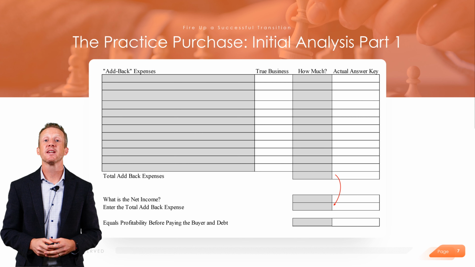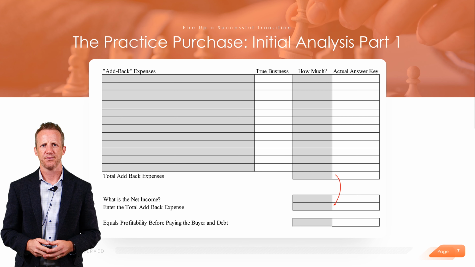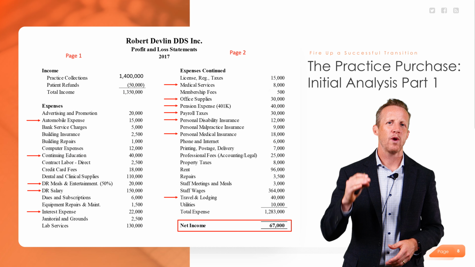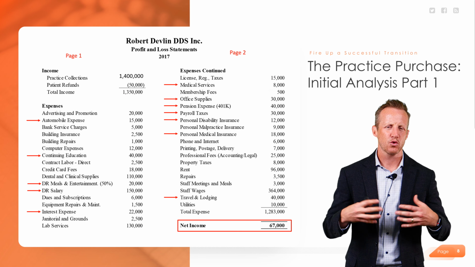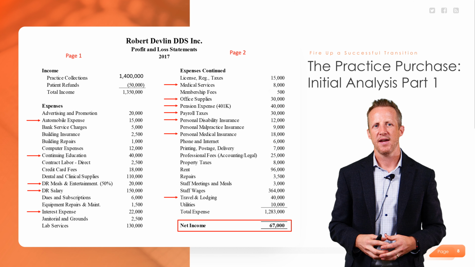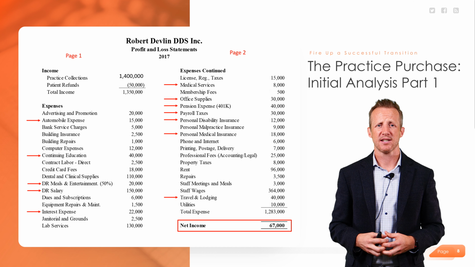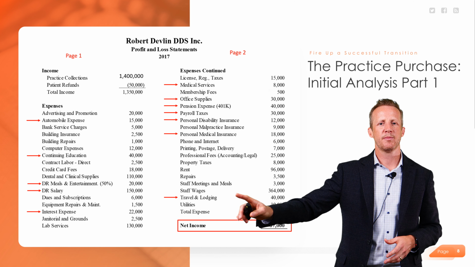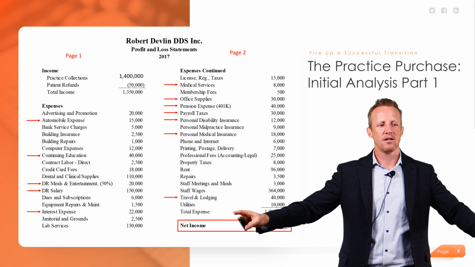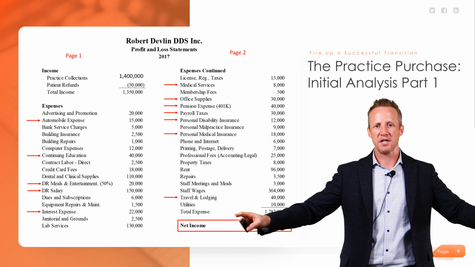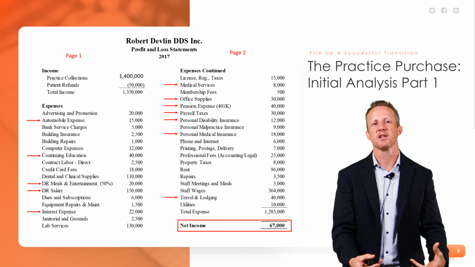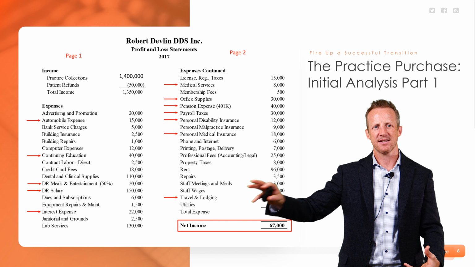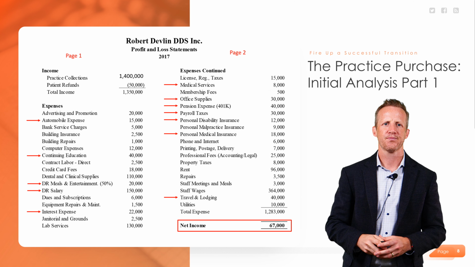Okay, I'm going to now go through this with you. And here we go. Let's go to the P&L, and I've put a red arrow by all of those that are extremely common to have add backs. Automobile expenses. The doctor's automobile, the seller's automobile, that's their automobile. You're going to have your own, and you may or may not run it through the corporation. Even if you do, it's still going to be a different cost, so we want to add that back. It's not a true business cost.